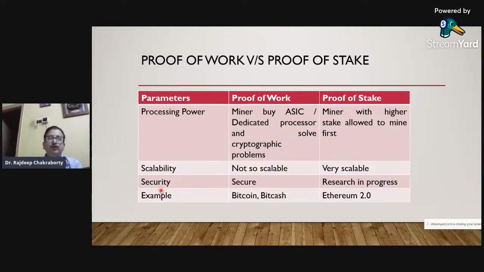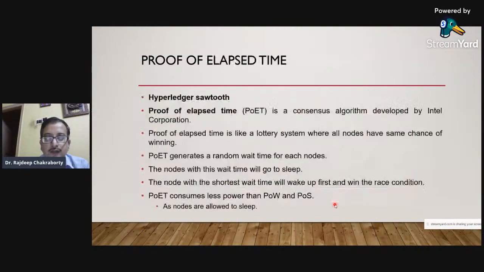Now, just a comparison of proof of work and proof of stake, because these are the mostly used consensus mechanisms. If we come to the parameter of power, proof of work is ASIC based, and proof of stake is higher stake based. Scalability: proof of work is not so scalable, but proof of stake is seen to be very scalable. Security aspect: proof of work is secure, and research is in progress for proof of stake. As an example, Bitcoin follows proof of work, and proof of stake is followed by Ethereum 2.0.